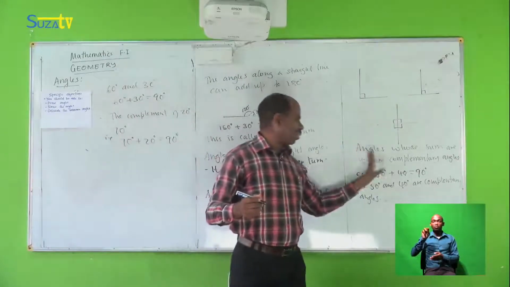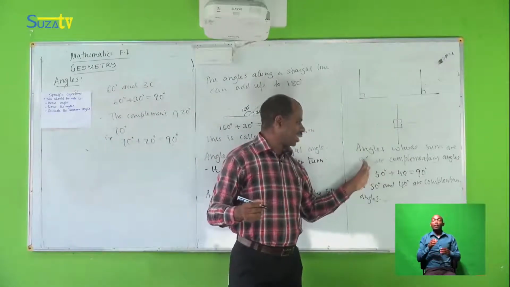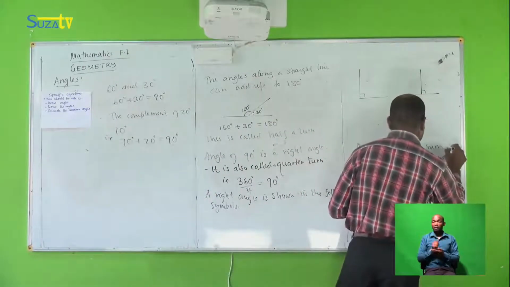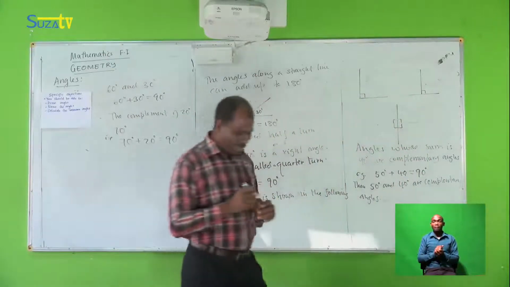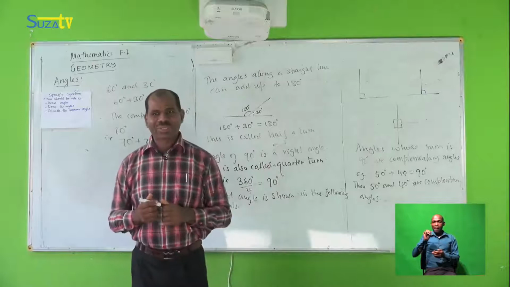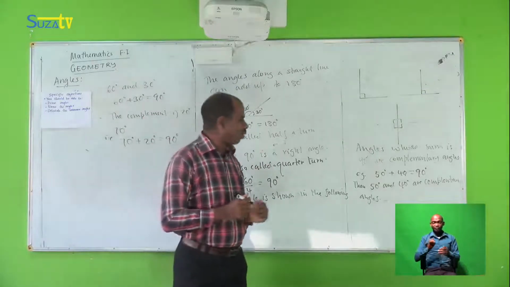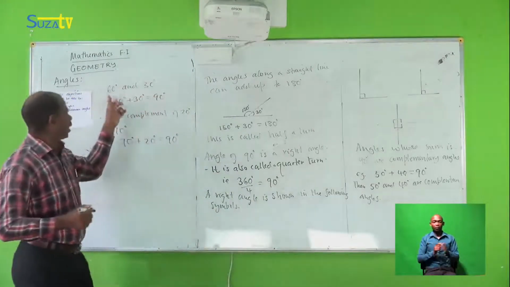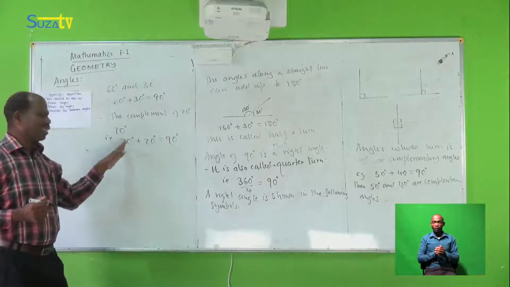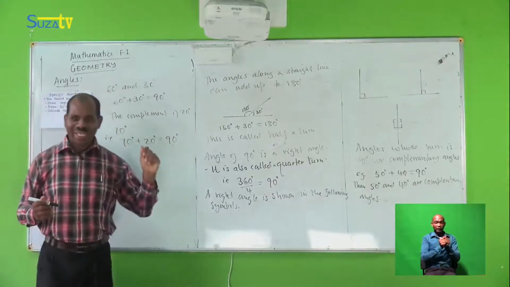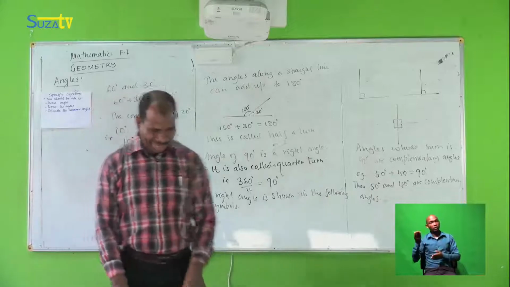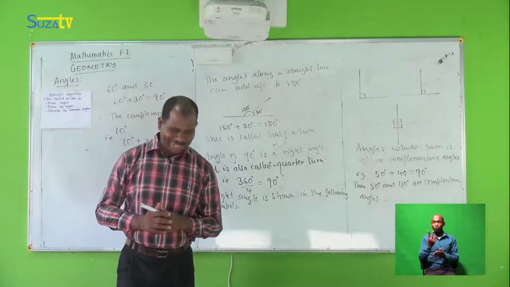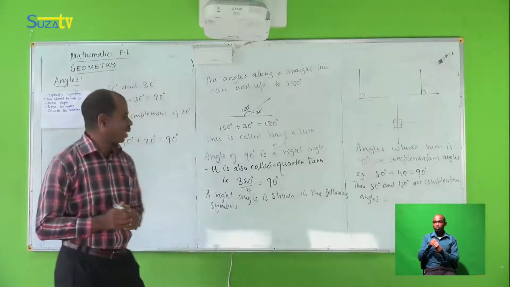Again, angles whose sum is 90 degrees are complementary angles. And examples: 50 and 40, 60 and 30, 70 and 20, 10 and 80, and so on. There are so many examples. Number two, angles whose sum is 180 degrees are called supplementary angles.